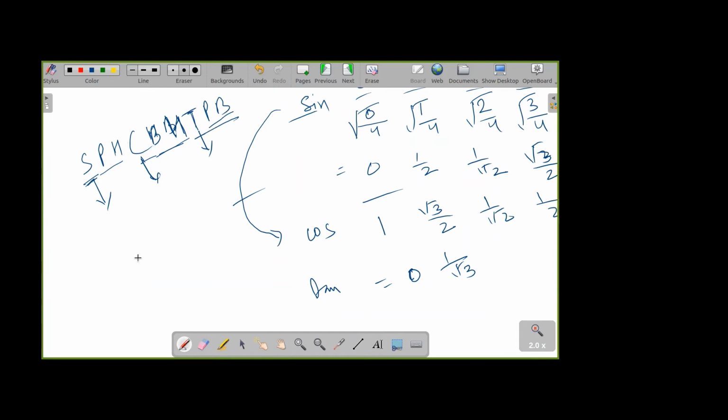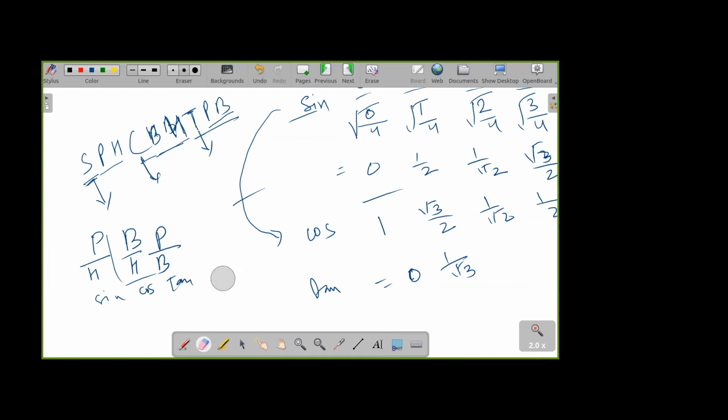For Hindi, I have remembered one thing because I studied in a Hindi medium school. So if anyone wants to remember in Hindi, I will tell one thing: Pandit Badri Prasad, Hari Hari Bol. P by H, B by H, P by B. So this will be sine, cos, and tan.